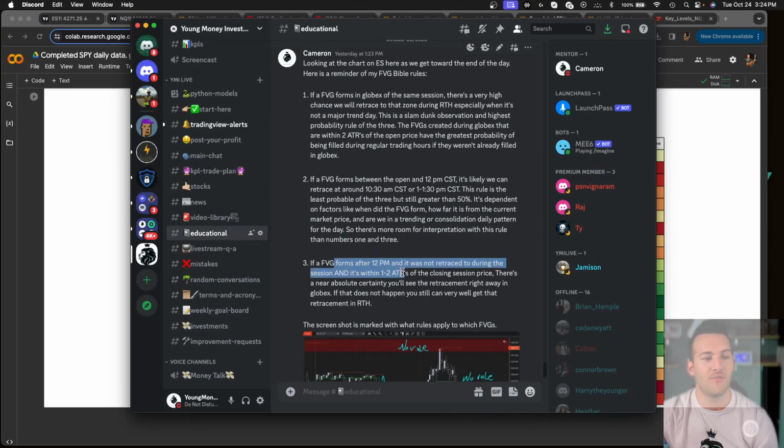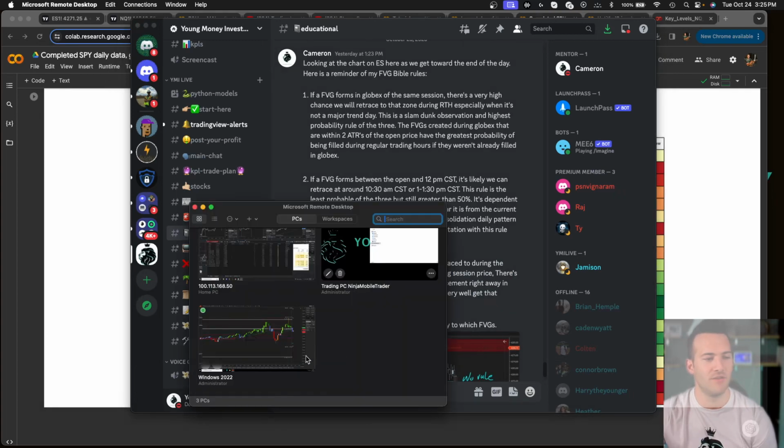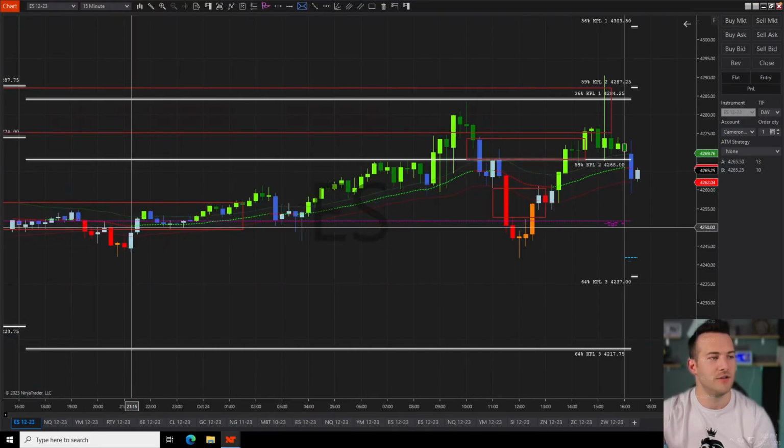If a fair value gap forms after 12 p.m., and is not retraced to during the session, and it's within 1 to 2 ATRs of the closing session price, right? There's a near absolute certainty you will see the retracement right away in Globex. If that does not happen, you can still very well get that retracement in RTH. And I'll give you one last example of how that rule applies and how I'm using that.